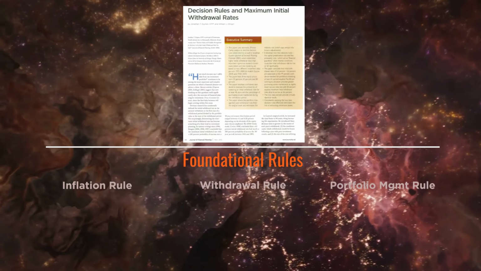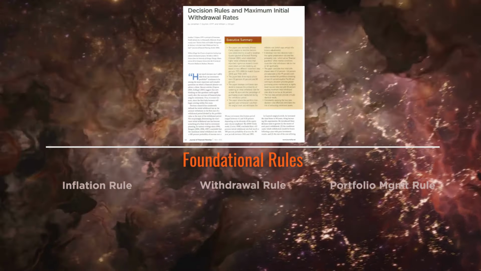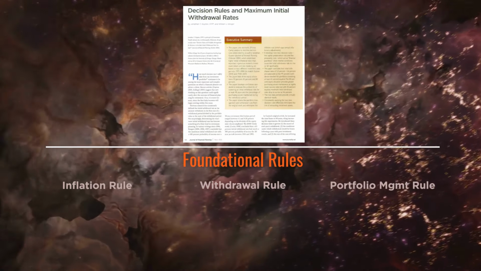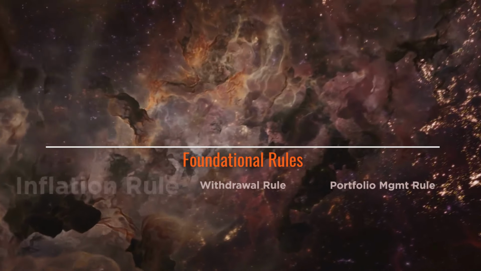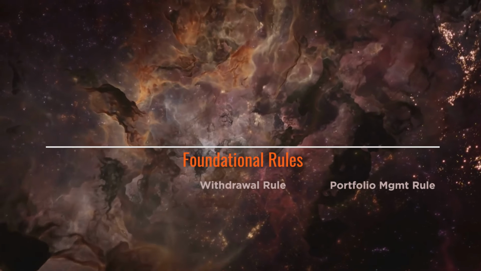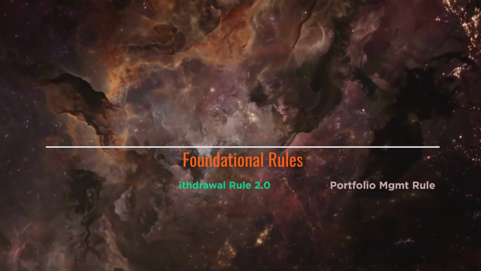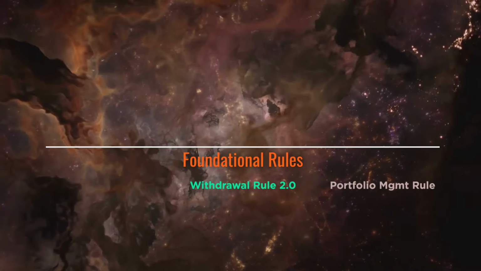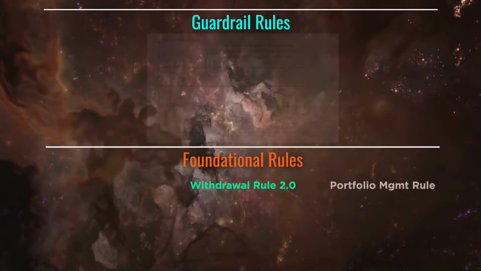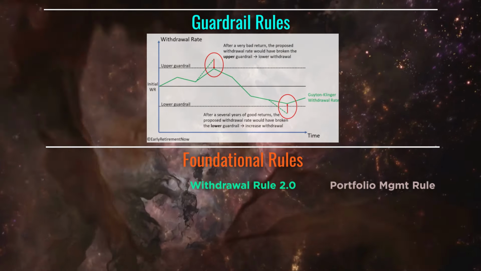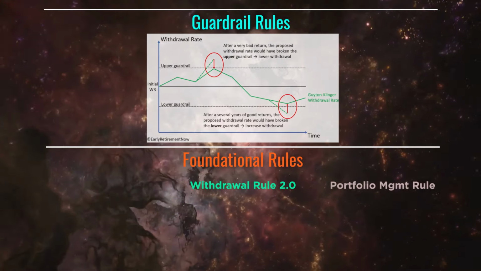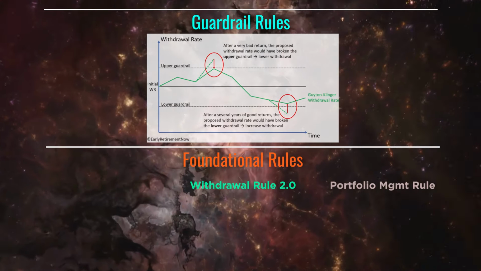In the 2006 Guardrails paper, Guyton and Klinger made 3 key changes to Guyton's earlier approach. First, they dropped the inflation rule. Second, they revised the withdrawal rule. And third, they introduced 2 new rules, that I refer to as guardrail rules. Well, because these essentially define the guardrails that Guyton-Klinger's strategy has become synonymous with.